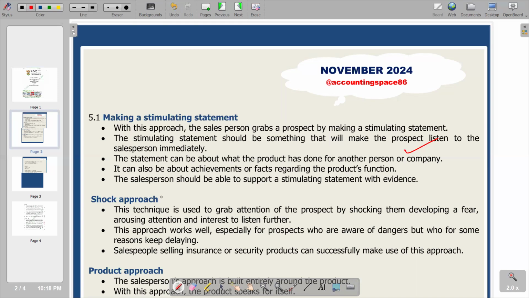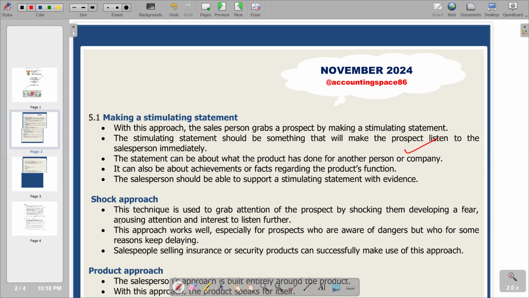A shock approach is meant to grab the attention of the listener by presenting a life-threatening condition, for example, in the case of maybe you are selling an insurance product or you are selling a security product. In that case, you give a scenario of a life-threatening condition so that you maybe instill fear on the listener so that the listener engages your insurance product or your security product. So basically, that's what we have on the shock approach.